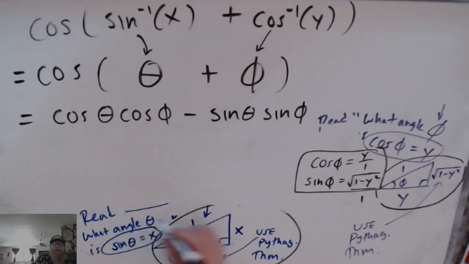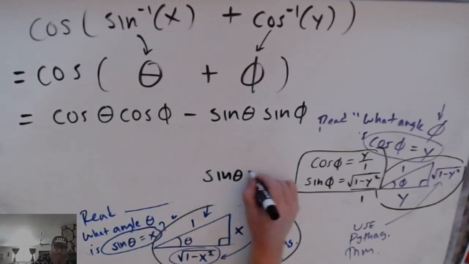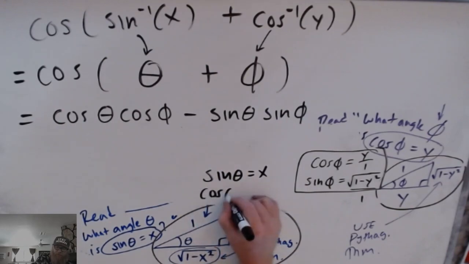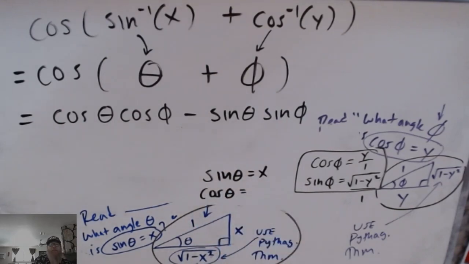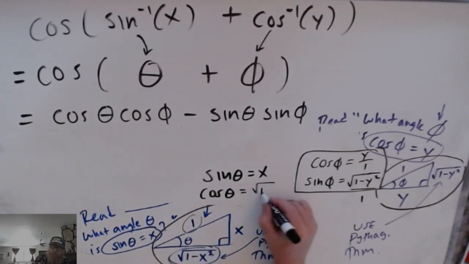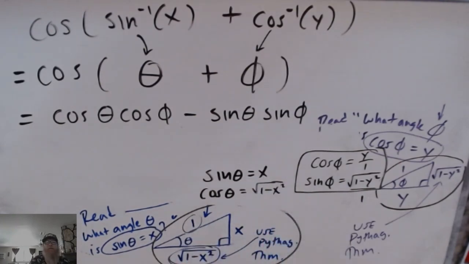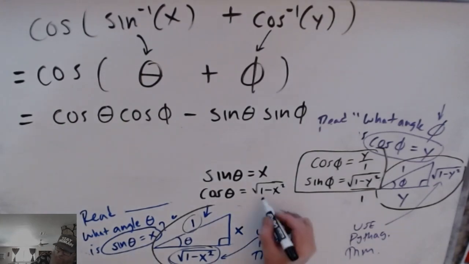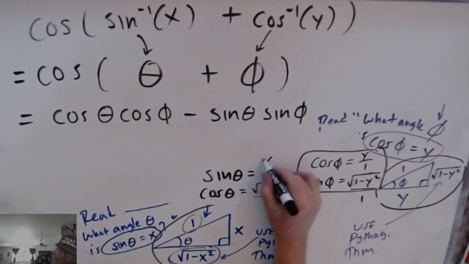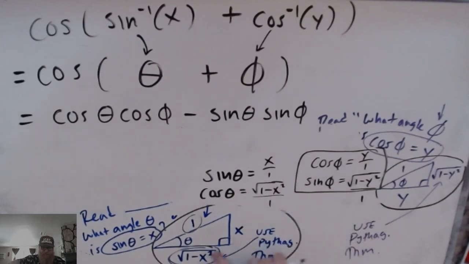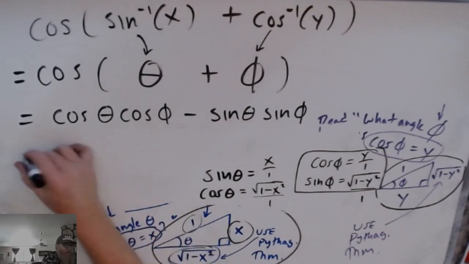Similarly, over here, I've got sine of theta is x. So what is cosine of theta? Look at this triangle. It would be the square root of 1 minus x squared. And again, if you really insist, you can write both of these as trig ratios. The sine would technically be x over 1, and the cosine would be the square root of 1 minus x squared over 1. We typically omit the 1s when we do this.